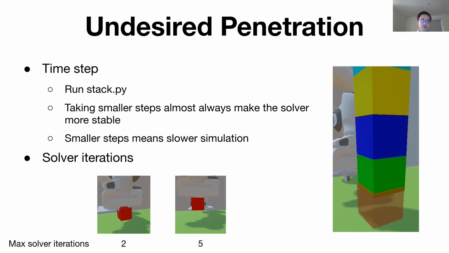And another important parameter is the solver iterations, as we have mentioned before in the constraint solver section. And here, for the gripper to grasp this red cube, if we set the max solver iterations to 2, it will very easily penetrate into the cube. But when we set it to 5, the gripper can actually grasp this red cube correctly.